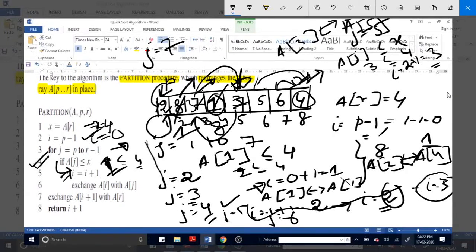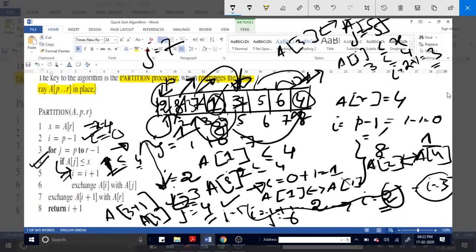If it is done, then what is going to happen? You have to help me out. Exchange A I plus 1 and AR. What is the last value of I? That means A4 will be exchanged with AR. AR is nothing but A8, which is nothing but 4. So this 4 will come over here. It will occupy this position and 8 will be going over there.